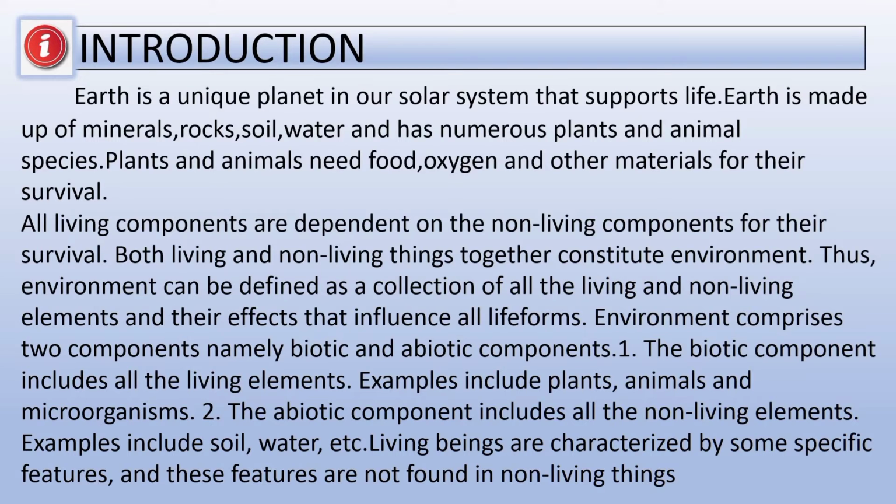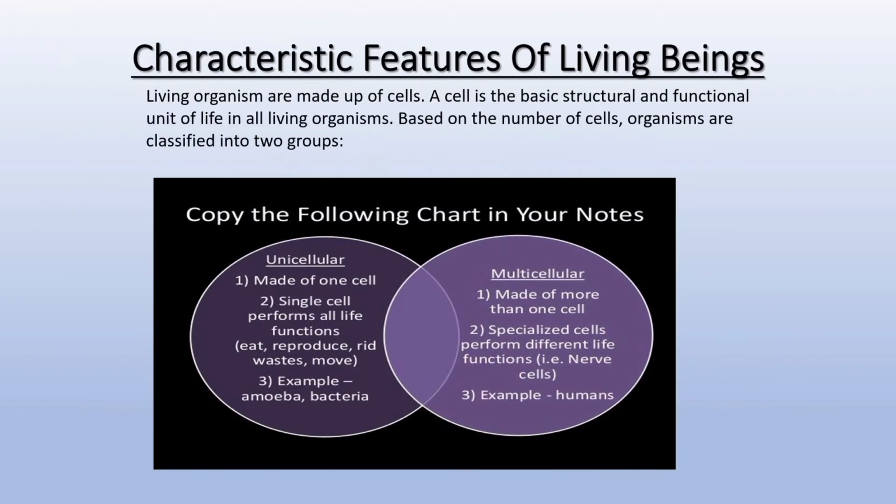Living beings are characterized by some specific features, and these features are not found in non-living things. Characteristic features of living beings. Living organisms are made up of cells. A cell is the basic structural and functional unit of life in all living organisms. Based on the number of cells, organisms are classified into two groups, unicellular and multicellular.